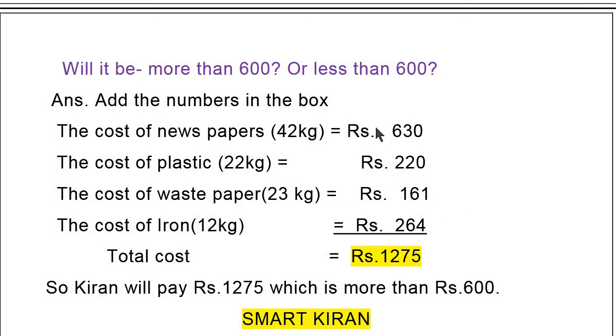Now 42 kg newspaper 630 plus 22 kg plastic 220 plus 23 kg waste paper 161 plus 12 kg iron 264. When we add all this, we get rupees 1275. So Kiran will pay rupees 1275, which is more than rupees 600.